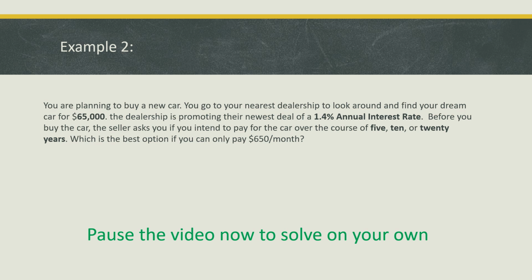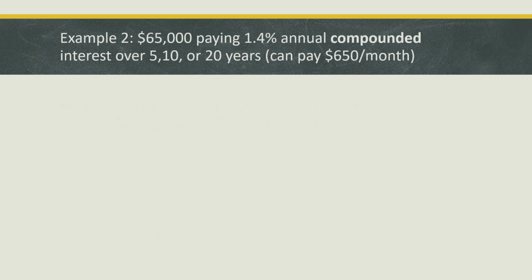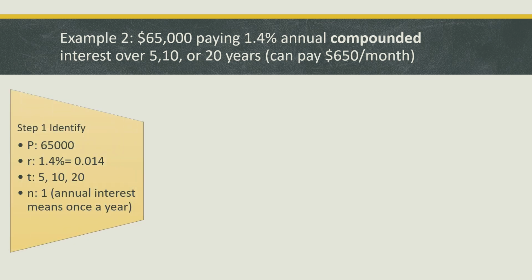So which is the best option if you can only pay $650 a month? If we take the time to look, and we take the time to break things down the way that we did before, here's what we're going to wind up with. Our principal is going to be $65,000. Our rate is 1.4%, which converts to 0.014. And then our time will vary from 5 to 10 to 20. We're going to do this equation 3 different times to make sure that we double check everything for finding out what is going to work best for us.